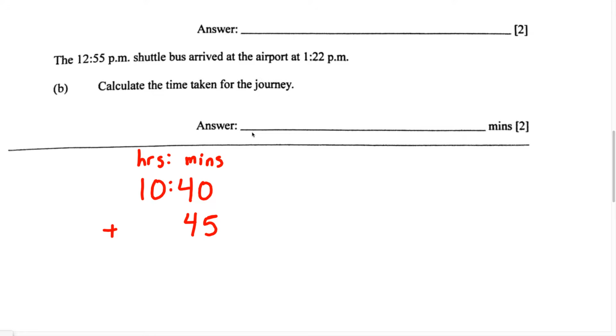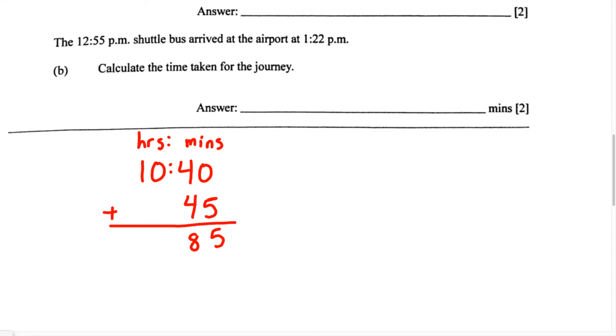Now when we add this, 0 plus 5 is going to give us 5. 4 plus 4 is going to give us 8. We know 60 minutes equals 1 hour. Therefore, we're going to have to subtract 60 minutes from 85 minutes, and we must add 1 to the hours. So we can write 1 in the hours section and subtract 60. 85 minus 60, when we put this in our calculator, it's going to give us 25. We have our colon.